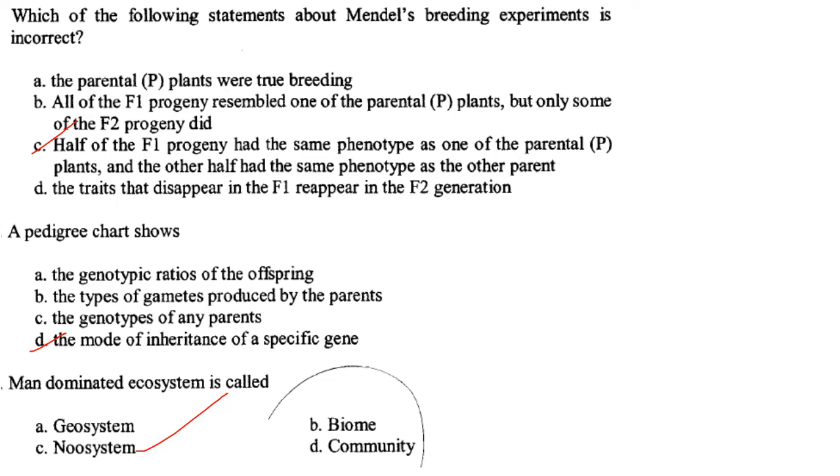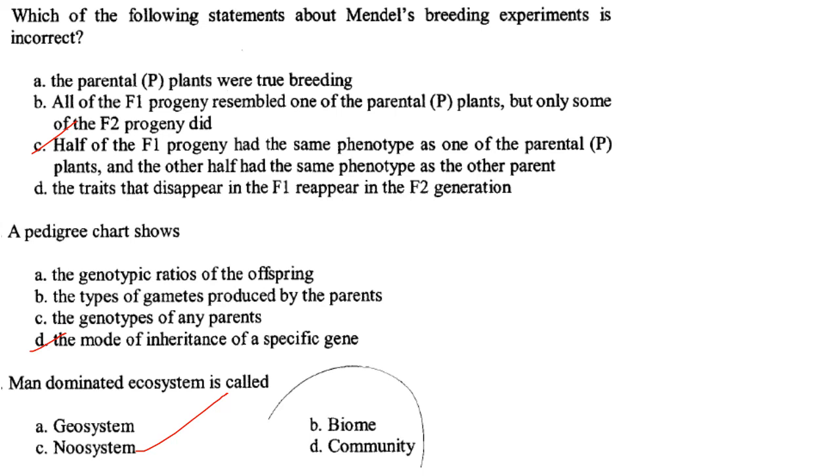When you cross a tall plant with a short plant, you get only tall offspring. That is the F1. So it represents only one of the parental plants, but did not have the recessive parental phenotype. Then the traits that disappear in the F1 reappear in the F2 generation. That is also correct. Then a pedigree chart shows the presence or absence of a trait within a family across generations, and the mode of inheritance of a specific gene is also shown by a pedigree. So the answer is option D, the mode of inheritance of a specific gene.